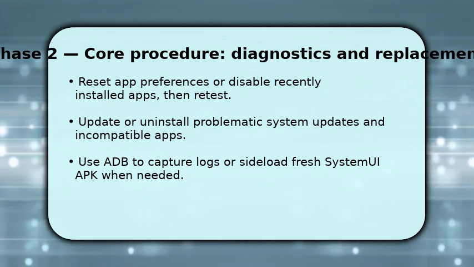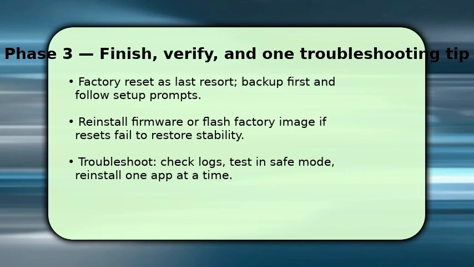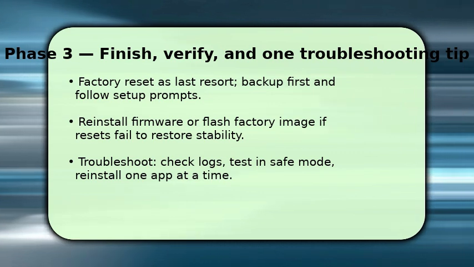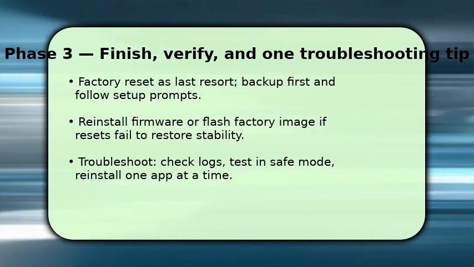This removes persistent corruption. If the reset does not help, reflash stock firmware or factory image using the vendor tool, because that restores all system partitions to known good state. Once completed, restore apps carefully and make sure to monitor stability.